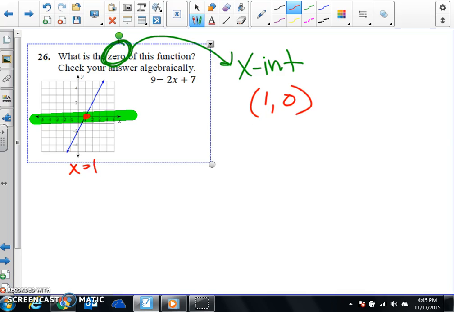When it says check your answer algebraically, I would subtract 7. 9 minus 7 is 2. And divide by 2. X equals 1. So yep, same thing.